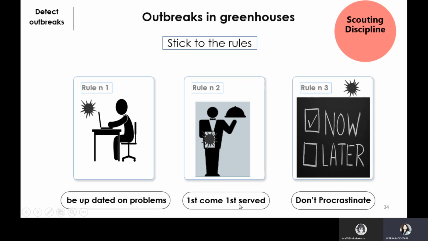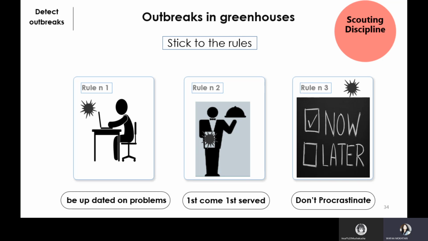Rule number 2, first come, first served. Whatever the disease, whatever the pest you have, do not wait until you have a big picture. Once you have something suspicious, you should act. You should start with some treatment, maybe applying some neem oil, but it depends. Of course, you should be very careful. You should know your pest, and you should know if this treatment will be enough and will be good for your crop too.